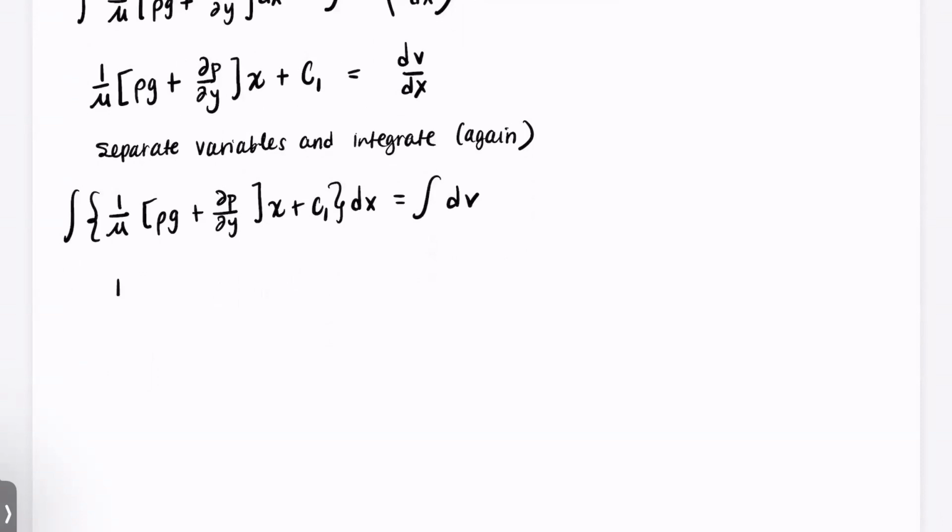Okay, so let's do this integral. So I have 1 over mu times the quantity of rho g plus partial p partial y. I'm going to integrate x, so I have x squared over 2 plus c1 times x. And then we're going to pick up another constant of integration c2. And this is equal to v. All right. Okay, we have two constants of integration, so we need boundary conditions to figure this out.